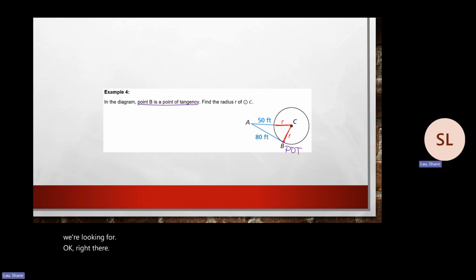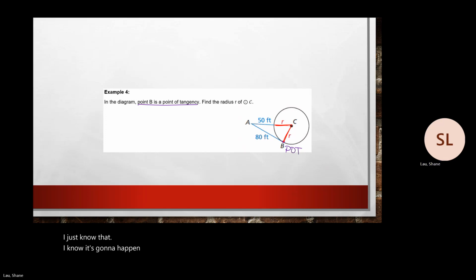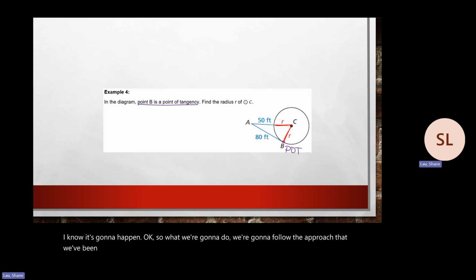But I know a lot of us are going to look at this and be like, I have no clue how to find that. How do I do that? Okay, you're going to see those two R's. You're going to be thinking like, oh, I'm supposed to add them or something. I know it's going to happen. Okay, so what we're going to do, we're going to follow the approach that we've been following. Okay, so follow with me.